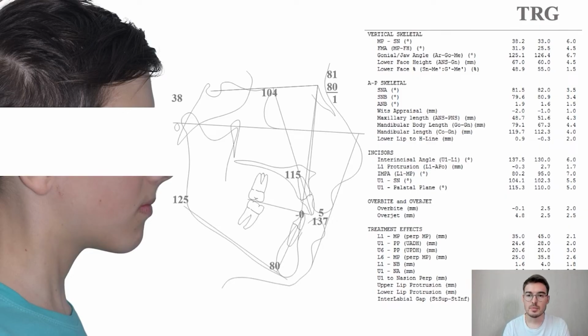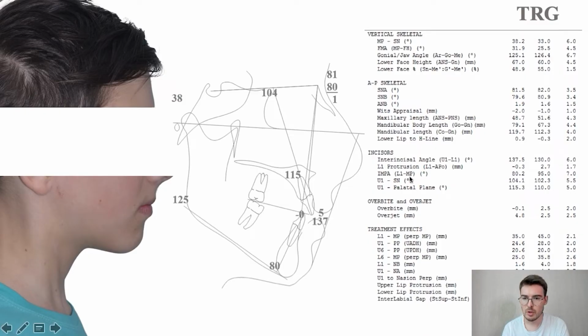Let's analyze the lateral X-ray. You need to pay attention to this MPSN angle. It is 38 degrees. This patient has a vertical growth type, a high angle, and he will grow vertically further. This is not the peak of his growth. His jaw will grow downwards and rotate clockwise.